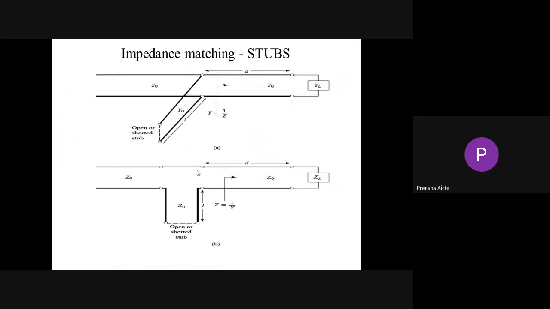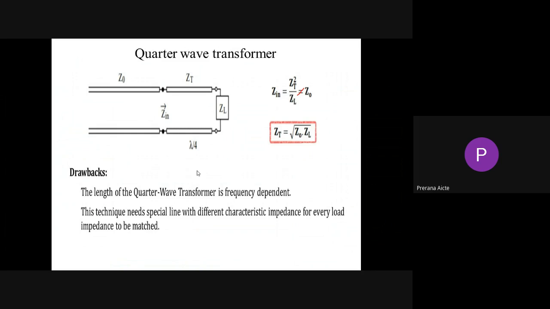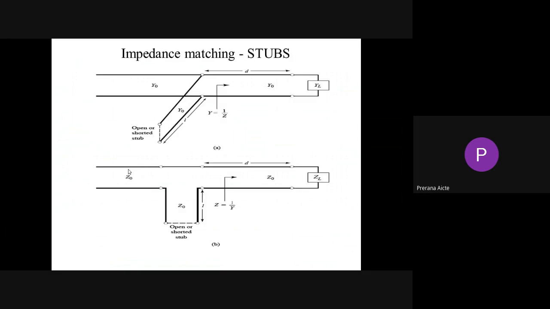So due to this quarter wave transformer, there is improper impedance mismatching, because of the different characteristic impedance for every load. Whenever the load impedance is equal to the input impedance, only then will the maximum power be transferred. So these drawbacks can be overcome by using stubs.